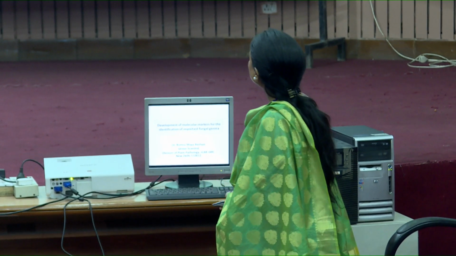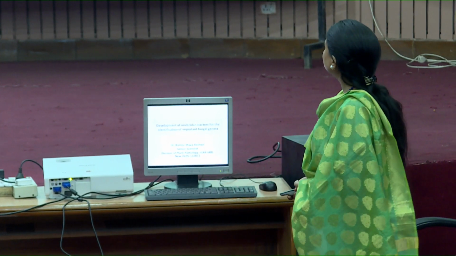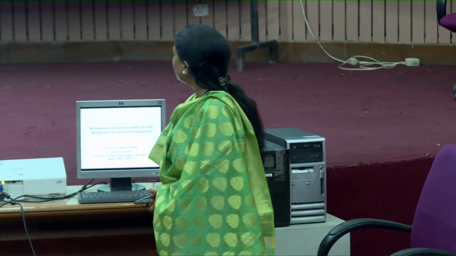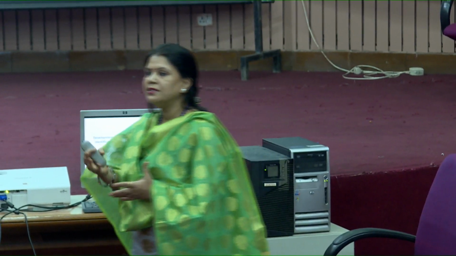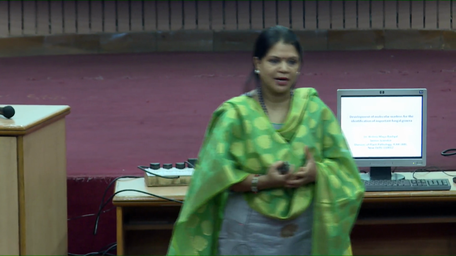So, that's good. Now, my topic for the presentation is development of molecular markers for the identification of important fungal genera. So, as the topic says, development of molecular markers. We will see how we can develop the markers. I will tell you the simple way of developing molecular markers while going through this topic within this 1 hour.